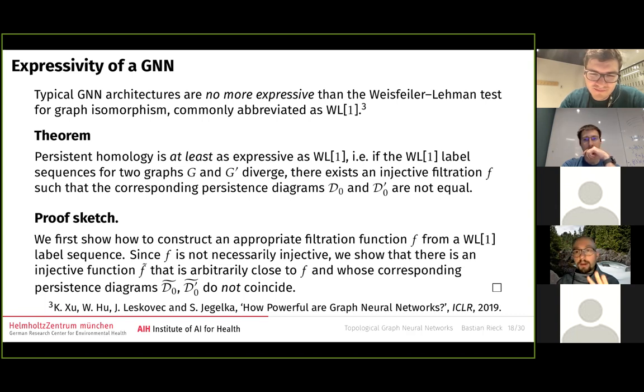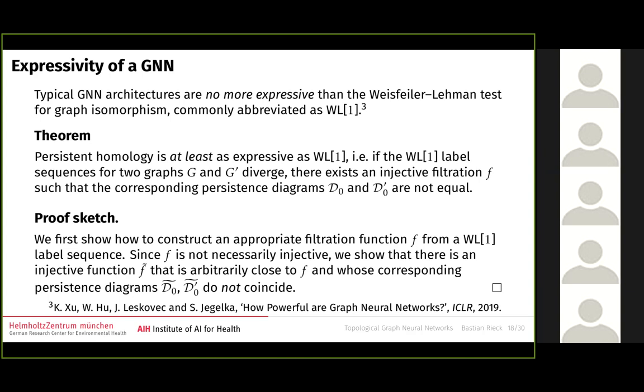Now, as a small caveat, the paper that I'm citing here actually discusses the discrete label case. So when you have continuous node features, it's actually a little bit different, and maybe we can have a discussion about this afterwards, but it's still being cited as this, and the WL test is used as a kind of bound for, or as a kind of proxy for, the expressivity of a neural network. And this is also what we did.